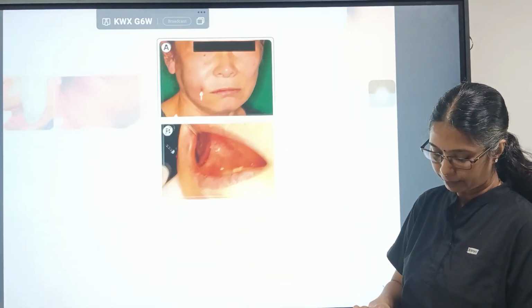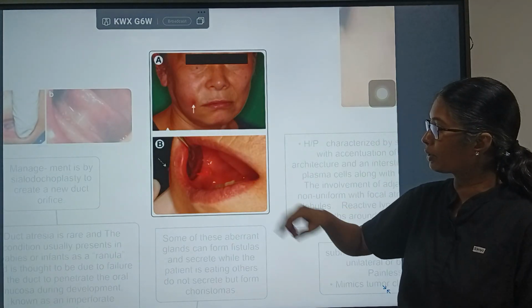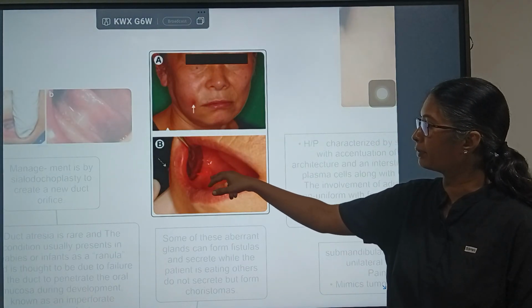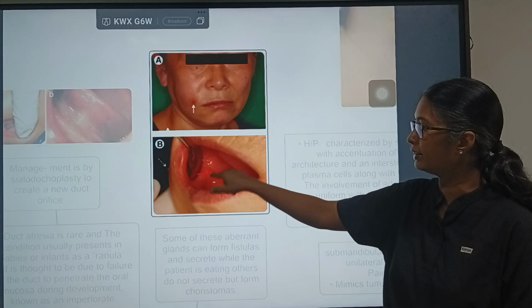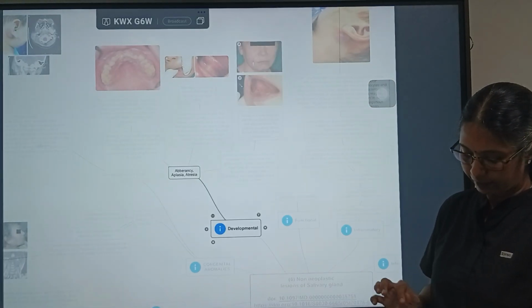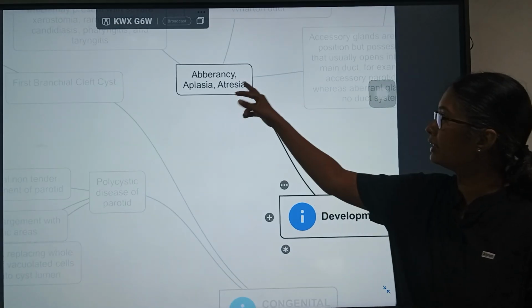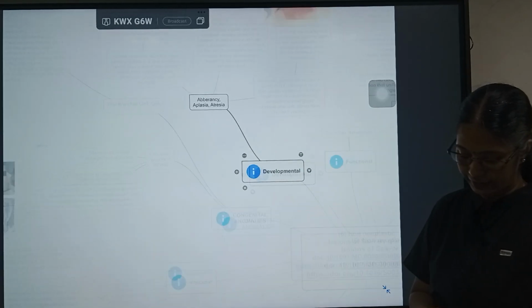Here we can see a patient who has an aberrant parotid gland with an opening in the extraoral region, and somewhere in between where the normal opening is, this is an aberrant opening in the oral cavity. So that was the developmental lesions of the salivary gland: aberrancy, aplasia and ductal atresia.